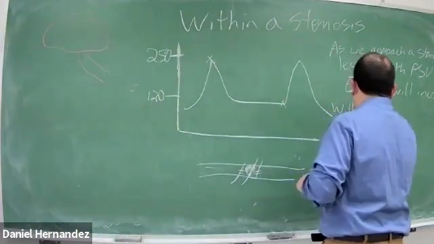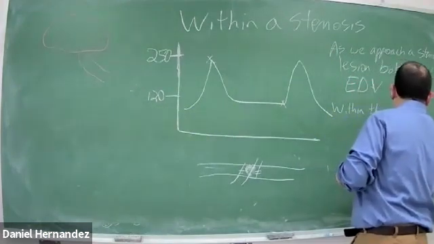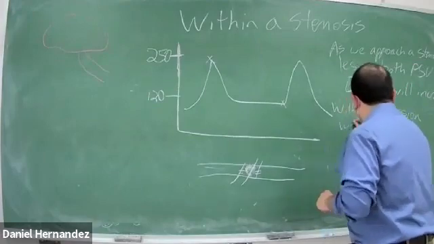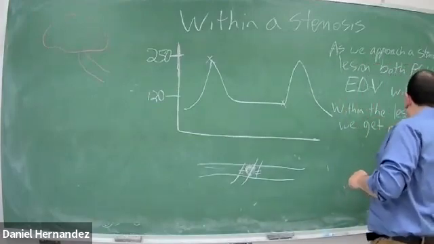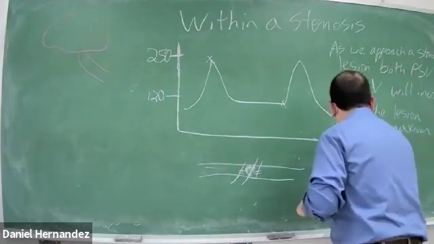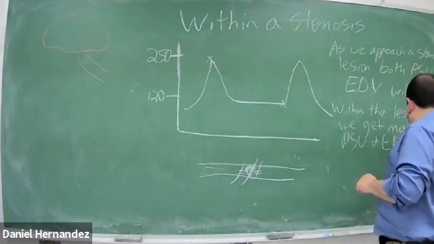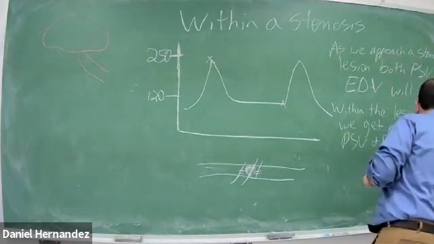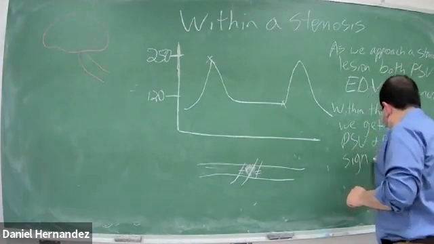Within the lesion, we get maximum peak systolic velocities and end diastolic velocities with significant spectral broadening.